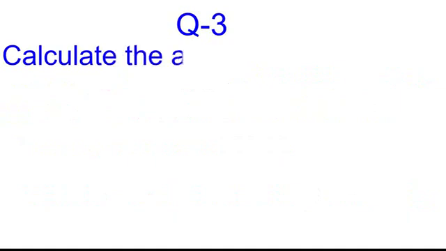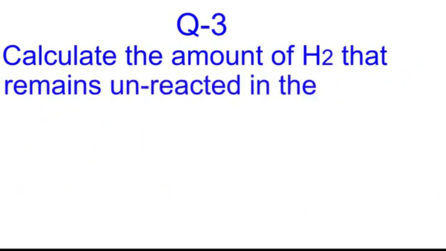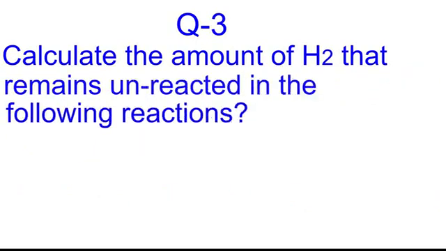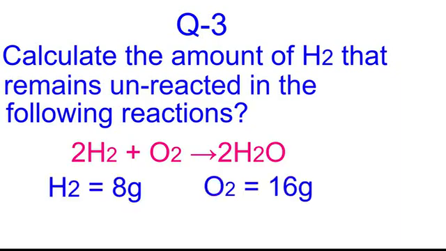Question number 3. Calculate the amount of H2, hydrogen, that remains unreacted in the following reaction. The reaction is hydrogen burning in oxygen to form water. Here the amount of H2 taken is 8 gram, and of oxygen is 16 gram. Next question, question number 4.